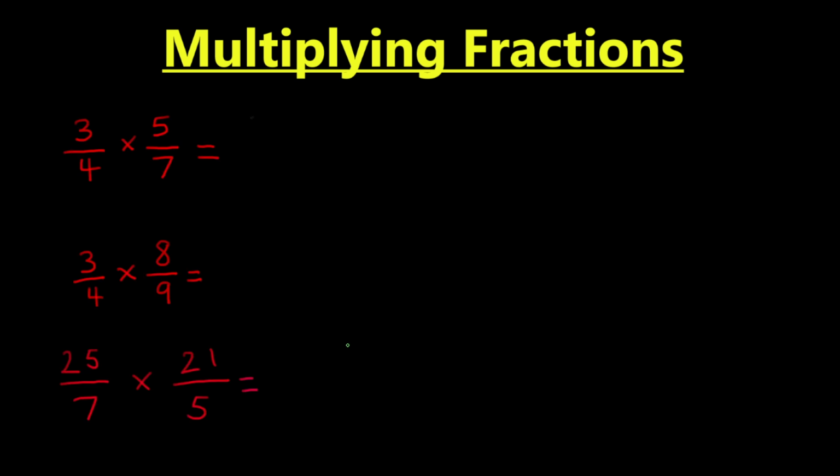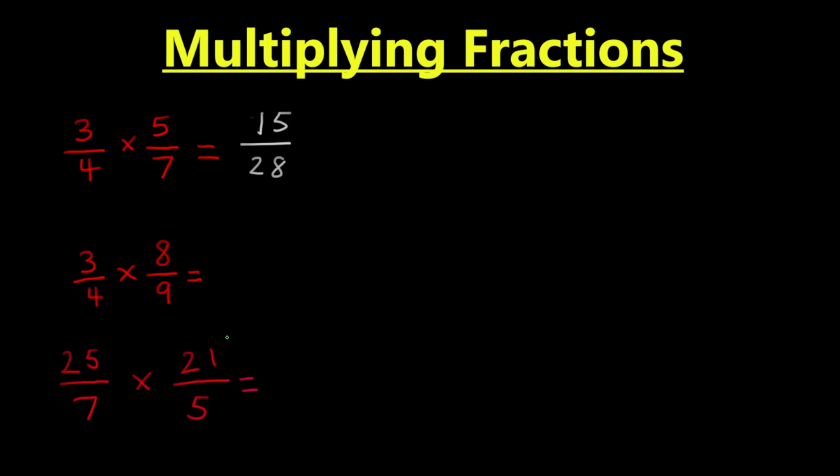Move on to multiplying fractions. So for multiplying fractions, it's actually pretty simple. All you do is multiply the numerators and multiply the denominators together. This is actually why people get confused when adding fractions, because they sometimes start to add the denominators together. So for the first question here, we just do 3 times 5, which is 15, and 4 times 7, which is 28, and that's it.